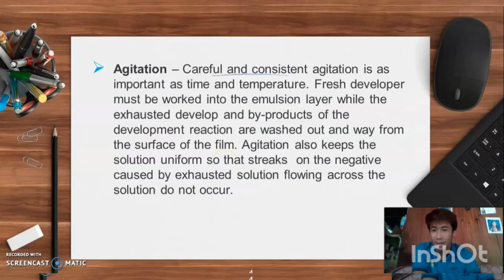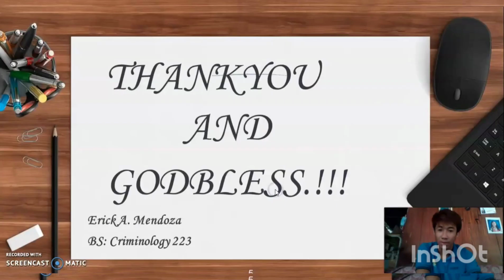And the last, agitation. Careful and consistent agitation is as important as time and temperature. Fresh developer must be worked into the emulsion layer. The exhausted developer and byproducts of the development reaction are washed out and away from the surface of the film. Agitation also keeps the solution uniform so that streaks on the negative caused by exhausted solution flowing across the film do not occur. Thank you.